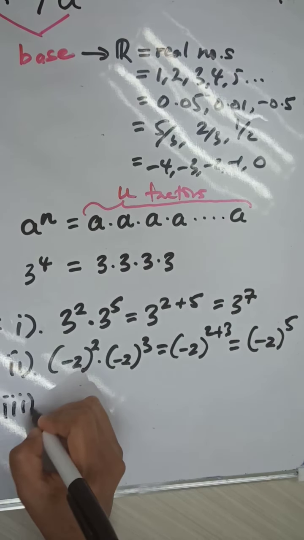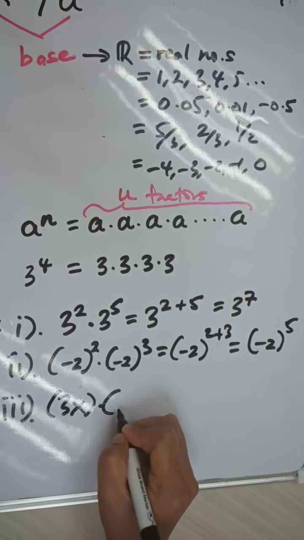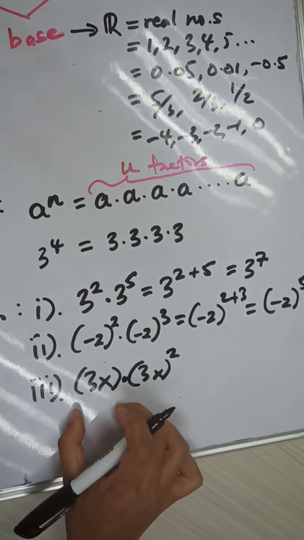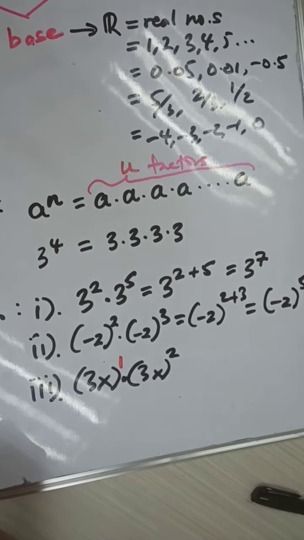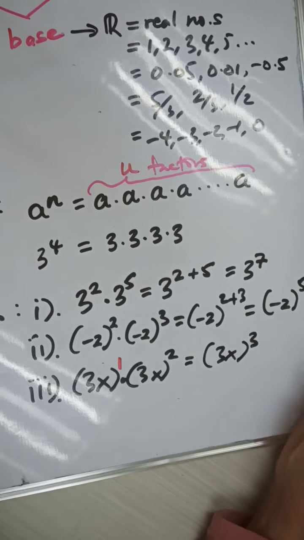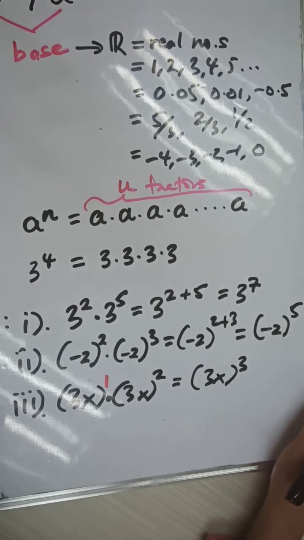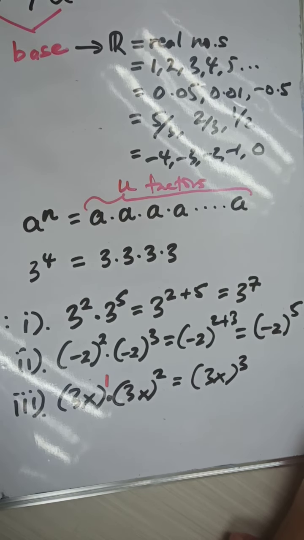And then example 3. Let's say I have 3x multiply 3x power of 2. What do you think? Let's say I have 3x multiply 3x, we have the same base. But remember, to solve this you have to imagine we have number 1 here. So the answer is 3x power of 3. This is the basic knowledge for the exponent, where you already learned this topic in the previous videos.